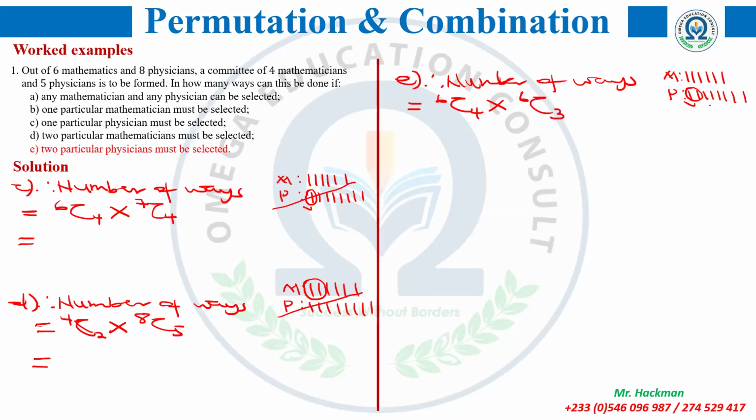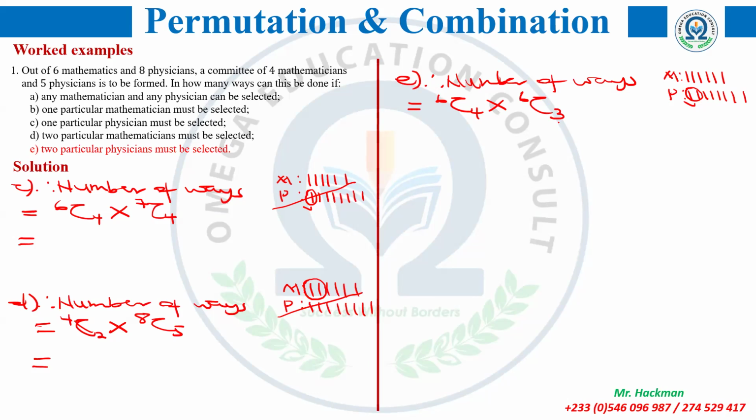You select the remaining 3 from the remaining physicians. The remaining physicians will be 1, 2, 3, 4, 5, 6, so it will be 6 combination 3. Then from here, I guess you can proceed. Well done. So please, are we all fine?